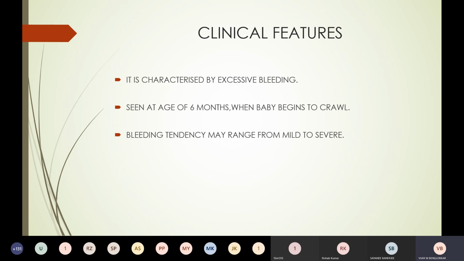So there is a coagulation disorder. Naturally, the patient will have bleeding. So it is characterized by excessive bleeding in the tissues, commonly joints, muscles, and subcutaneous tissues. It is seen in a newborn child when it starts moving, at the age of 6 months, when the baby begins to crawl or sometimes falls, the patient may get bleeding. The bleeding may range from mild to severe.